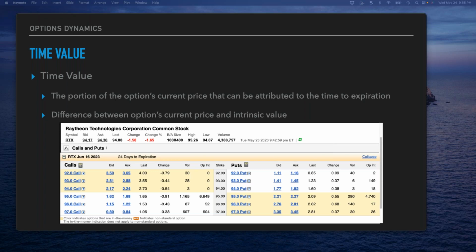All options have two primary components to their price: intrinsic value, which we just talked about, or its absence, and time value. This fact is the reason that calculating time value is as simple as finding the difference between an option's bid price and the intrinsic value that you've just determined. Any remaining value must, by definition, be related to the amount of time remaining to expiration. Remember that only in-the-money options have any intrinsic value. That means that for out-of-the-money options, all of the option's price can be attributed exclusively to time value.